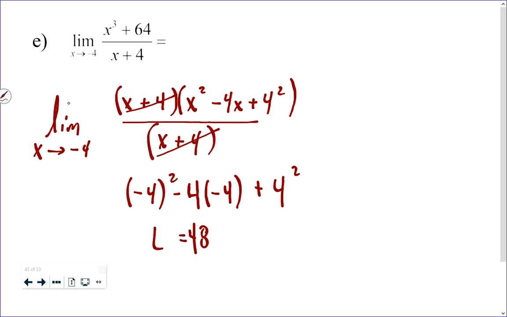So far, what we're looking at doing here, everybody, is what I've been trying to teach you from the very first day of this semester: that you factor in order to simplify.